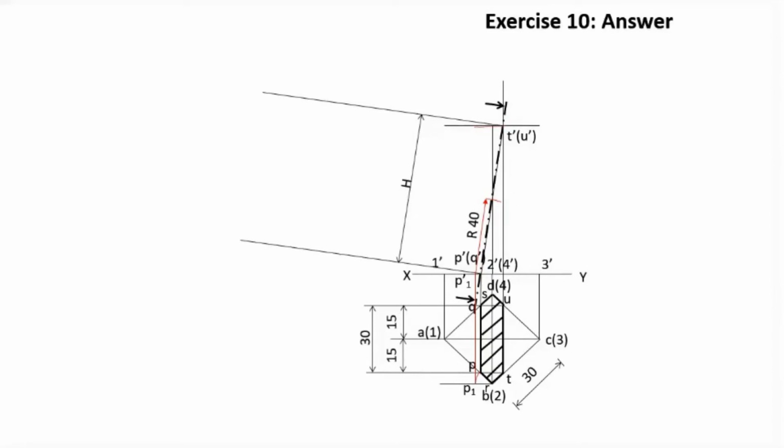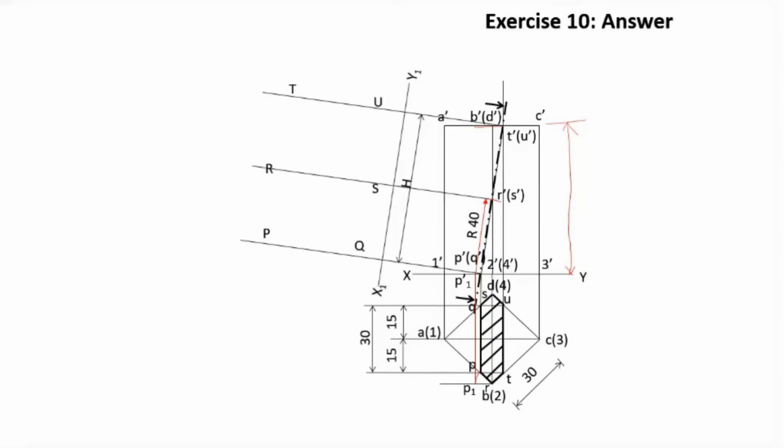See here, the prism should be ending at the points, and A dash, B dash, and C dash are marked. Now the height of the prism is this distance. This is the height of the prism. Now R dash S dash is marked. Now you can draw the front view, I mean the true shape of the section also.